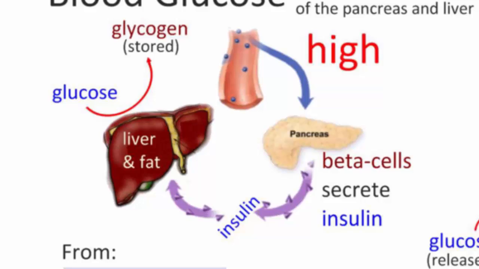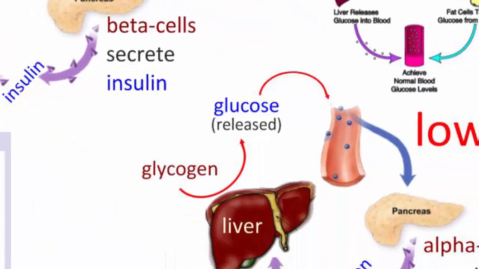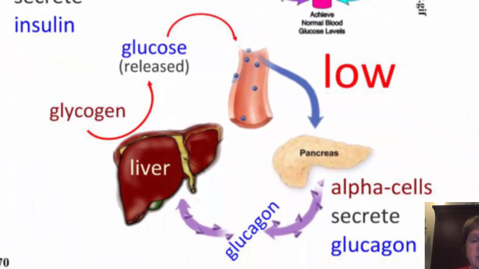If your blood sugar is too low, that will stimulate a different set of cells in the pancreas called alpha cells. And the alpha cells, because your blood sugar level is too low, will secrete a hormone called glucagon. And this glucagon will take the glycogen that we've stored and it will chop it up into glucose, and then that will be able to be released into your blood system.